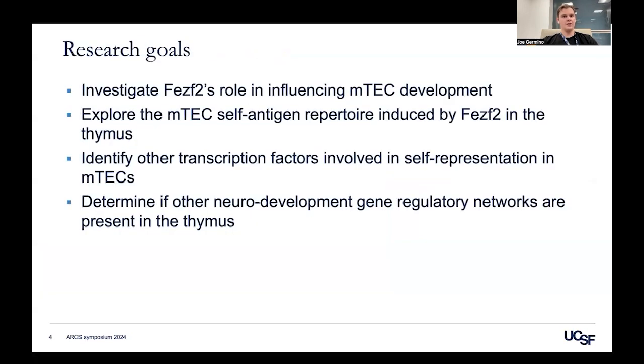So my research goals mostly focus on understanding FEZF2's role in mTECs, in particular understanding how it may influence mTEC development and differentiation into terminal epithelial cells of the thymus that mimic peripheral epithelial cells. I'm also interested in exploring alongside this the self-antigen repertoire that's induced by FEZF2, as well as identifying other transcription factors that, alongside FEZF2 and AIRE, help to regulate self-representation in the thymus.